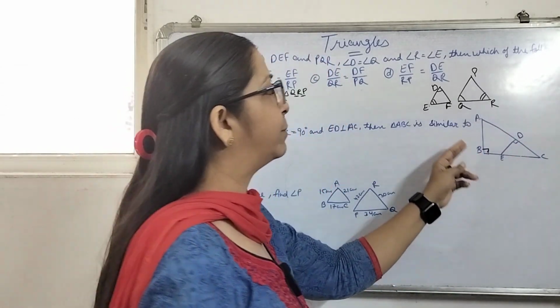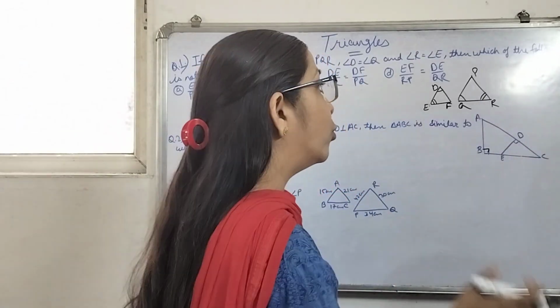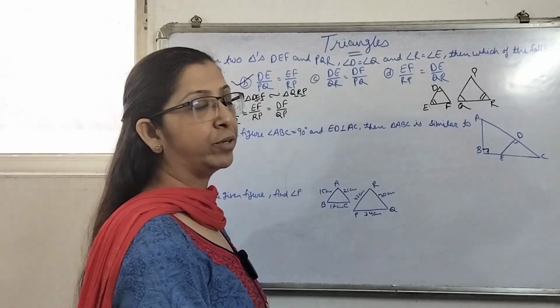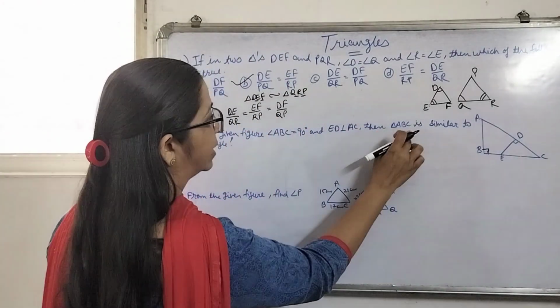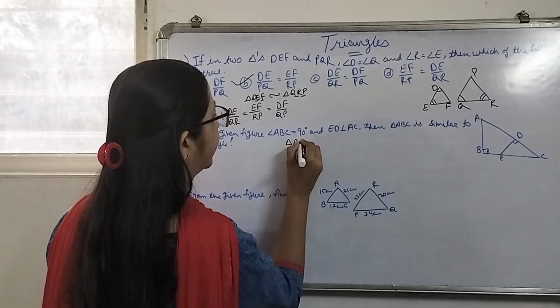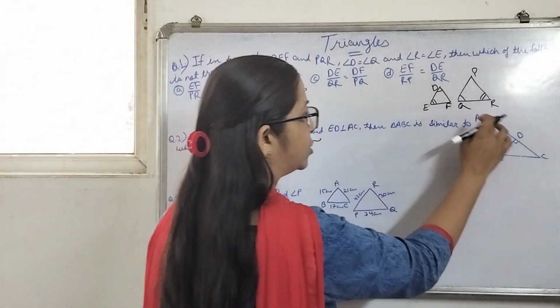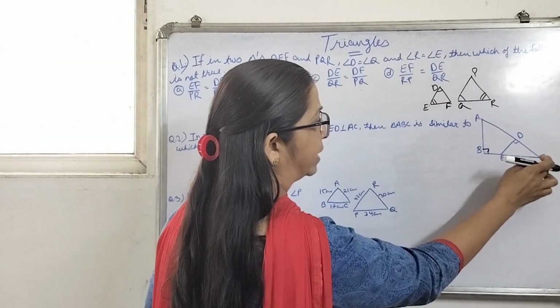So we can say that by AA similarity, both the two triangles will be similar. Now which vertex will correspond to which vertex, that we need to decide. Over here it is taken that triangle ABC will be similar to which triangle? If I see in this figure, one triangle I am taking ABC, another triangle I am taking EDC.